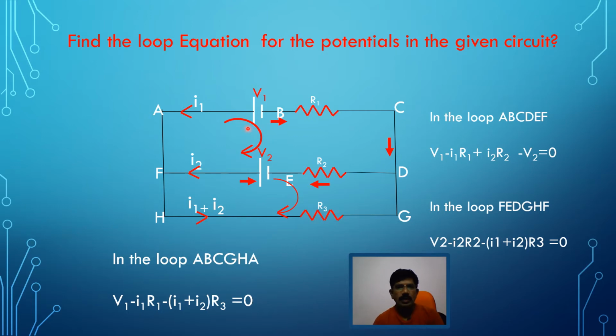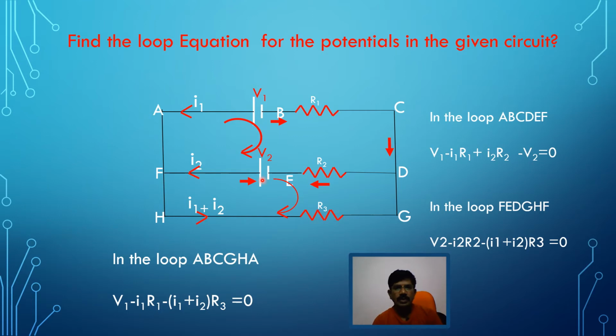Observe the loop A, B, C, D, E, F. How many components are present? V1, that is a voltage source, is present. Next, a resistor R1 is present. Next, another resistor R2 is present, and a potential source, that is a voltage source V2, is present. Altogether 1, 2, 3, 4.